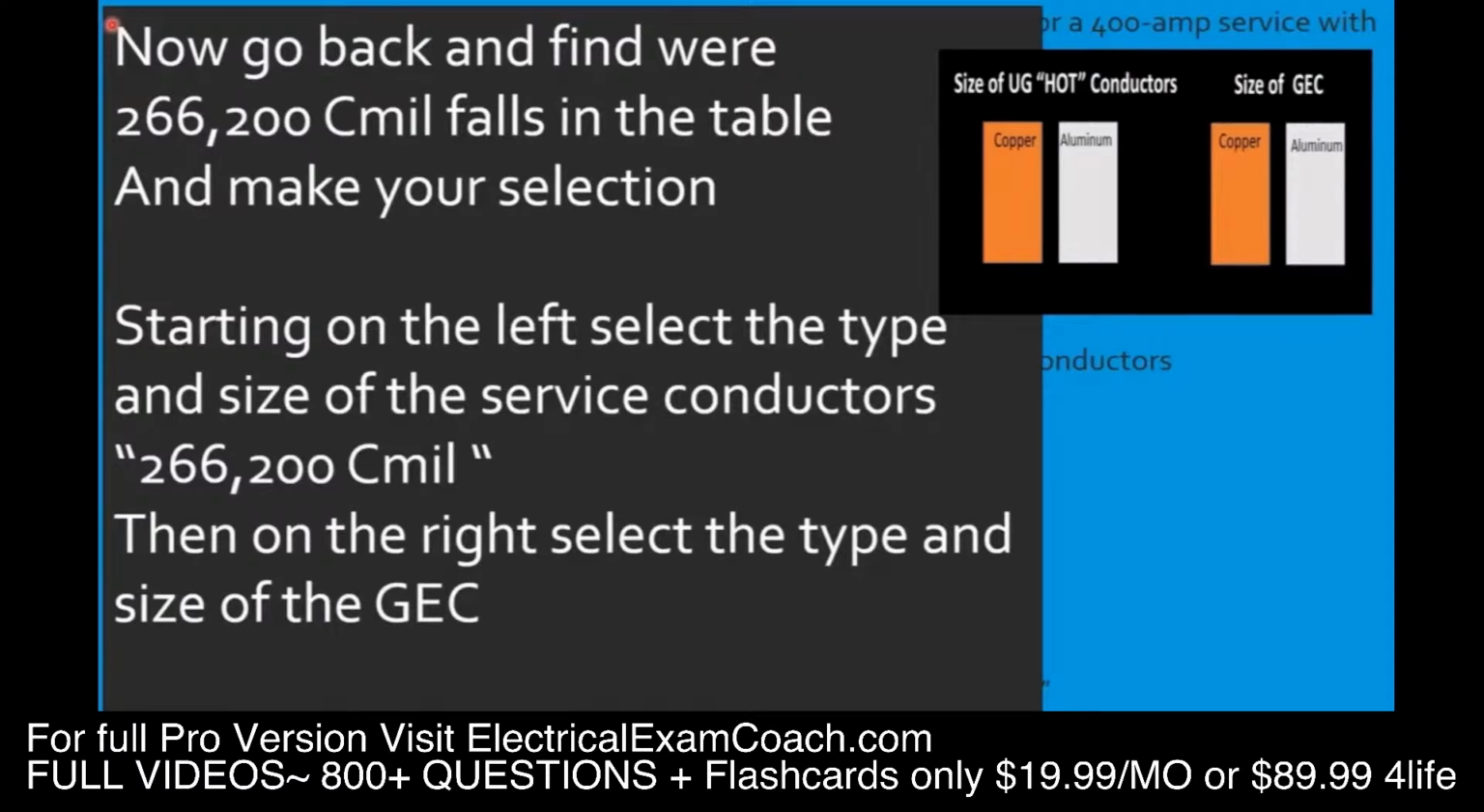So we go down through here and we find where 266,200 circular mils falls. In our case, it's going to fall in the 3/0, but not over 350, because remember, this table's listed in kcmil, so that would equal 350,000 circular mils. So it falls right there in the 3/0 to 350 section. So we go over, and we have to be careful again. Our question wanted copper and copper, so we make our selection, and we're going to select a number 2.